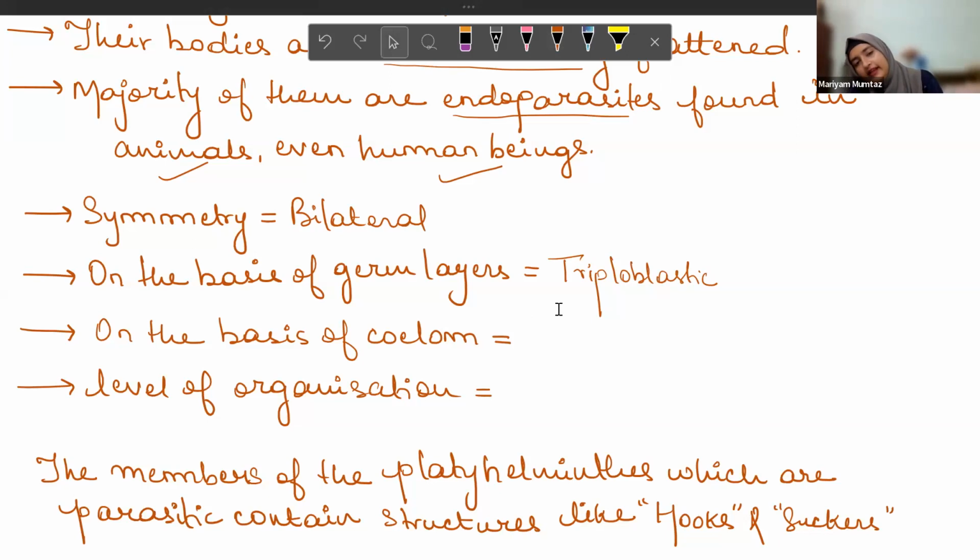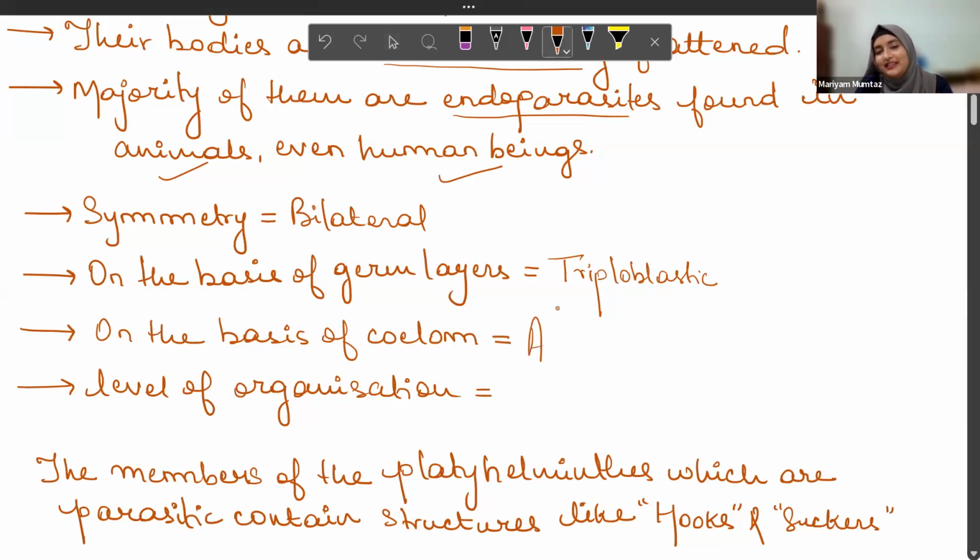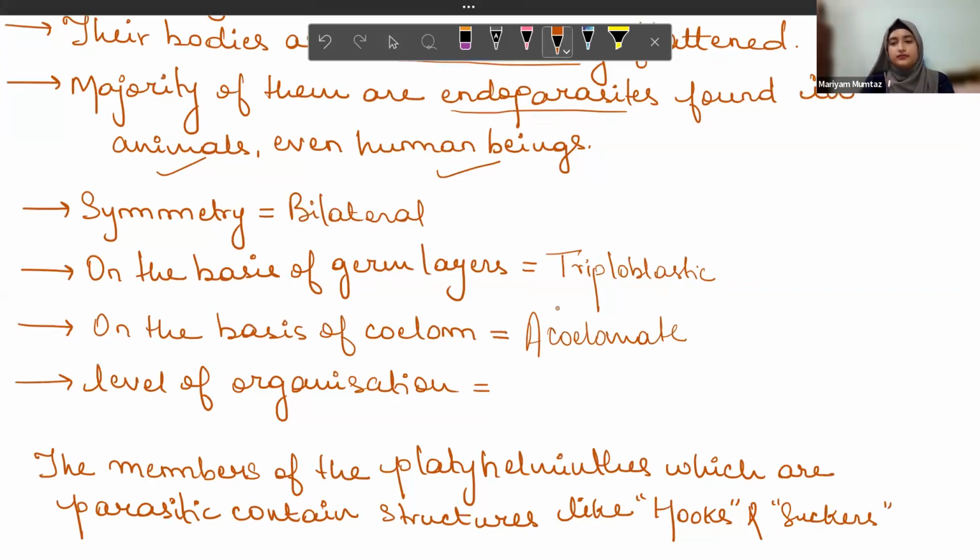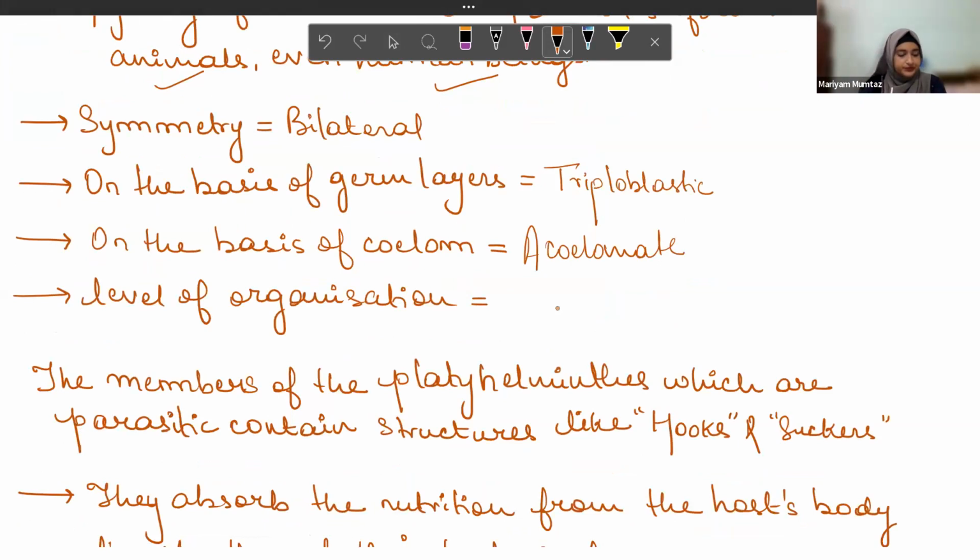All right, you people are right. Yes, it is acoelomate, meaning coelom is absent. Okay, so it is acoelomate. Now, the level of organization. What is the level of organization? Organ system. Okay, organ system.